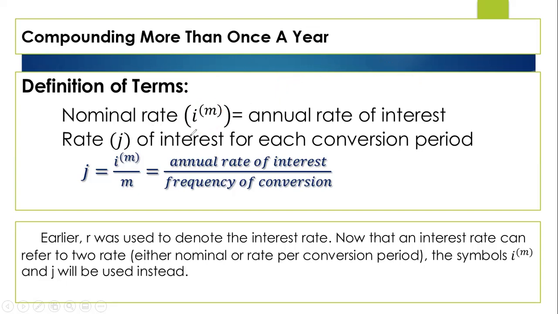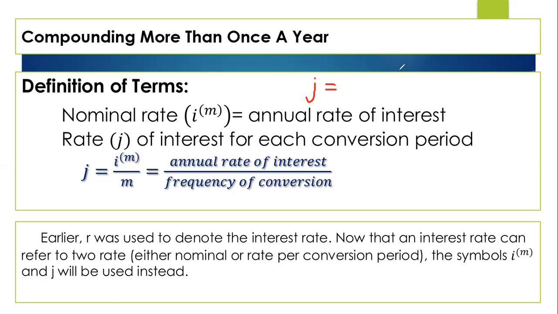How about the rate of interest for each conversion period? Yun na yung hahatiin natin yung nominal rate or yung given na rate of interest into the frequency of conversion, so number of conversion periods. Okay? So J is equal to I raised to M over M. So may bago na tayong letter J. That is yung given na rate divided by sa M.